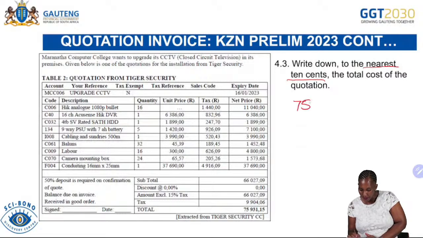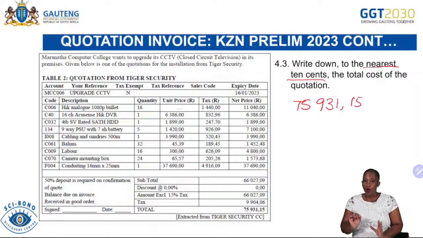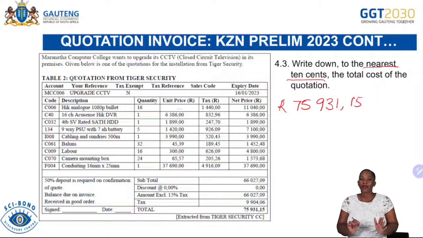It's 75,931 rand 15. Now because in South Africa, this is the total cost. In South Africa, we no longer use cents when we make our payments. So if it's 15 cents, they round it down. So the shops, they either lose or gain. So when you pay, you either also lose as a customer or you also gain. Now, because we are no longer using the cents, it says round up, round down.